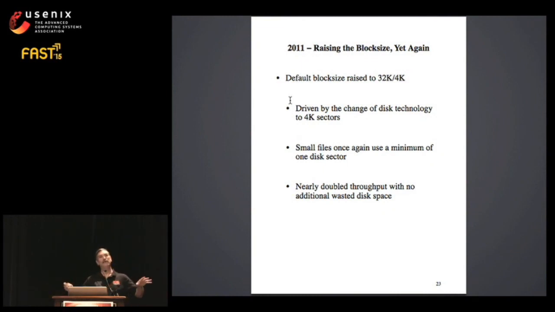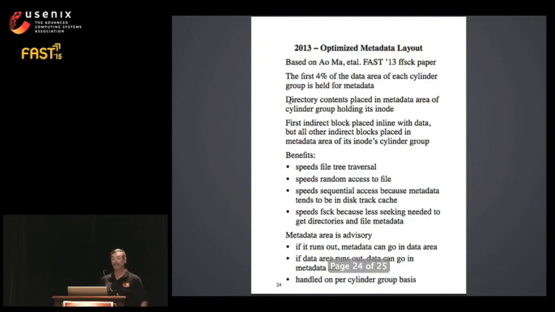Of course, they have to have backward compatibility, and if you're foolish enough to actually try to use 512 sectors on something that's natively 4K, you get new meaning to same-day service in terms of delivery of data from your disk. At any rate, we were not about to make that mistake. So we raised the block size to 32K with 4K fragments, driven by the technology change saying 4K was the smallest you wanted to allocate. So once again, small files now use a minimum of one disk sector, and we get perfect packing onto the disk. And as usual, it sort of doubled the throughput. So it was winning.